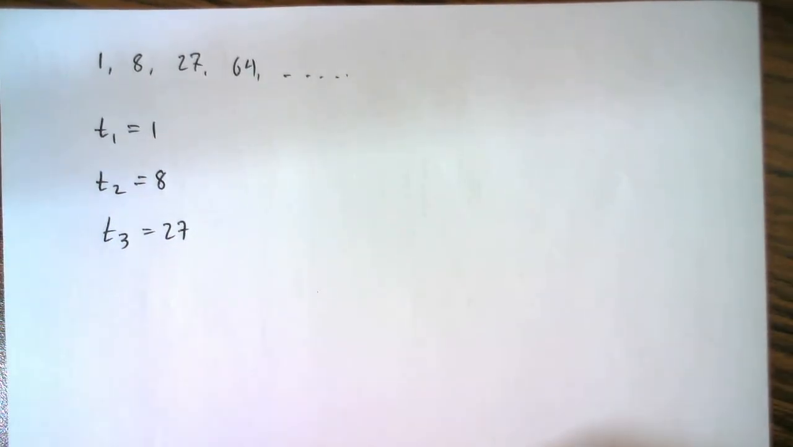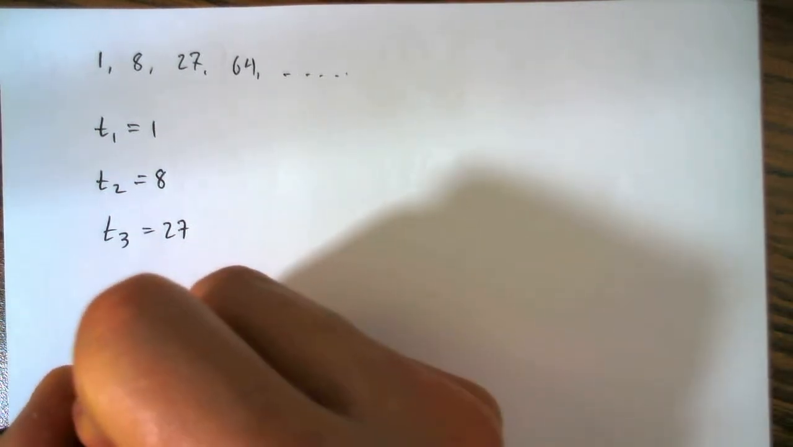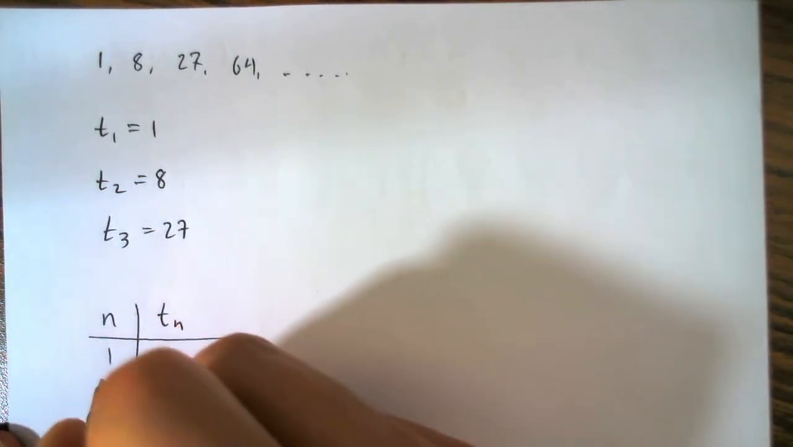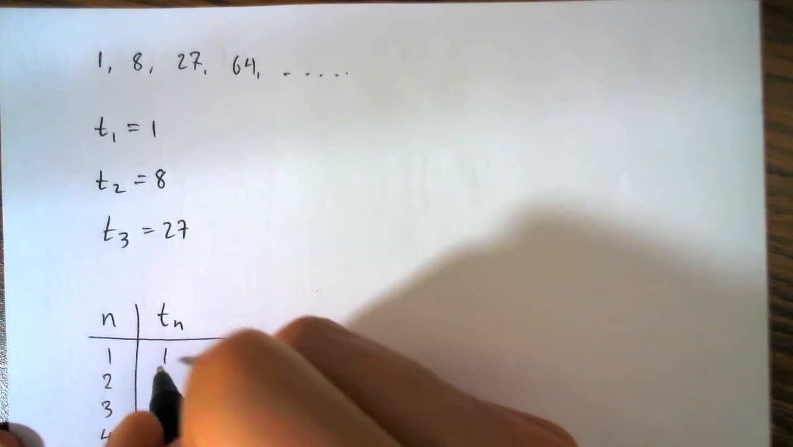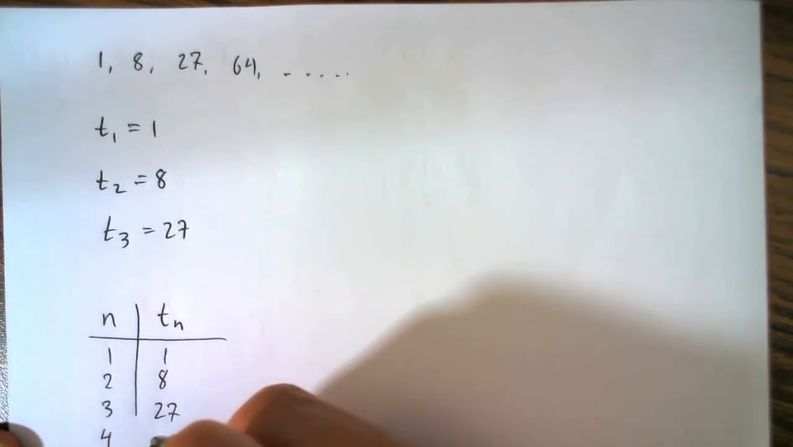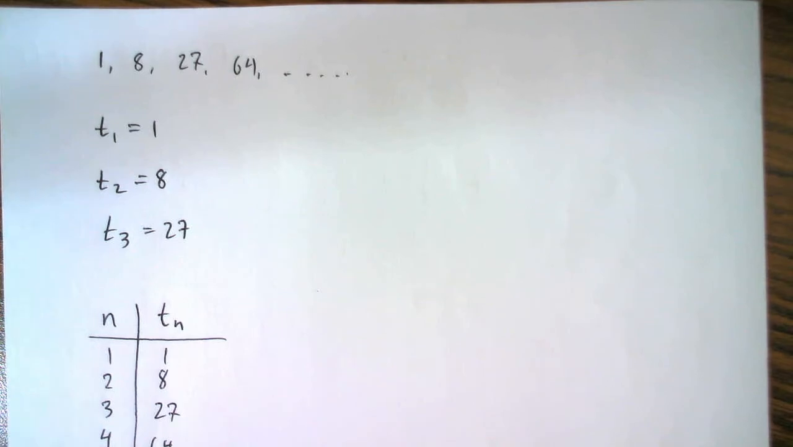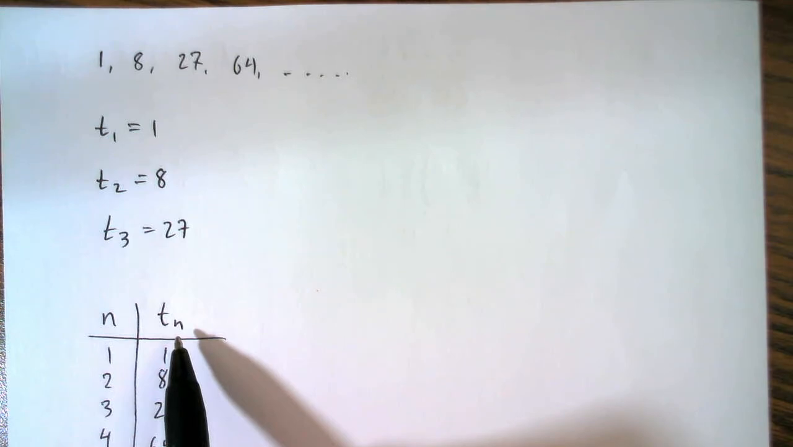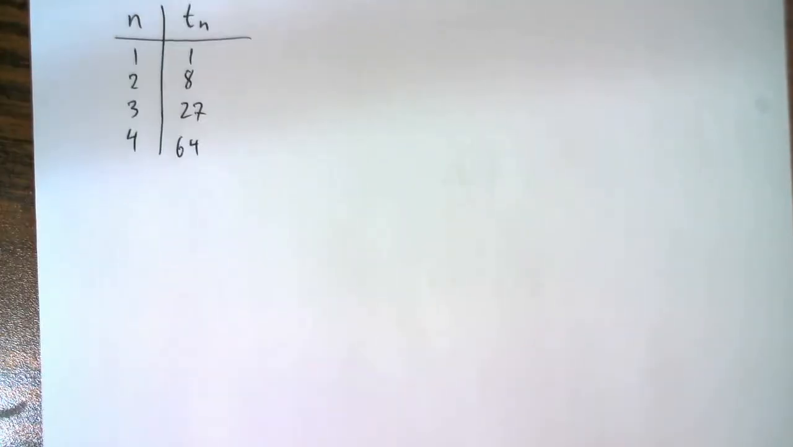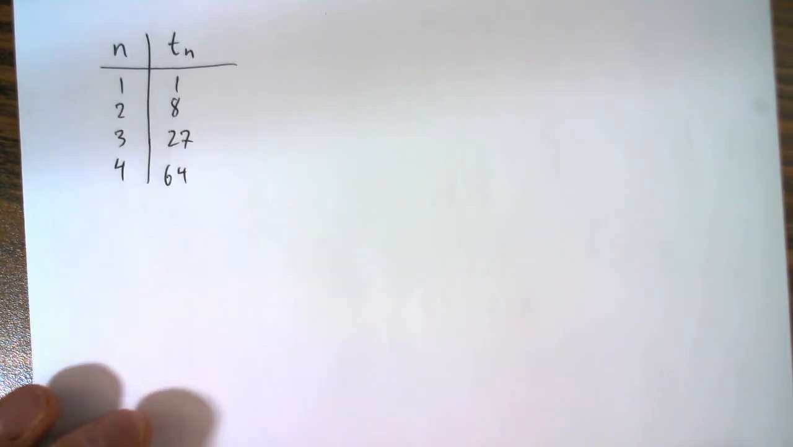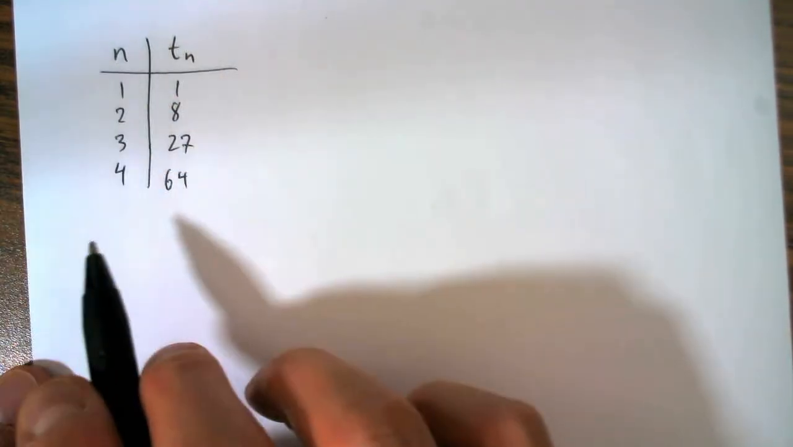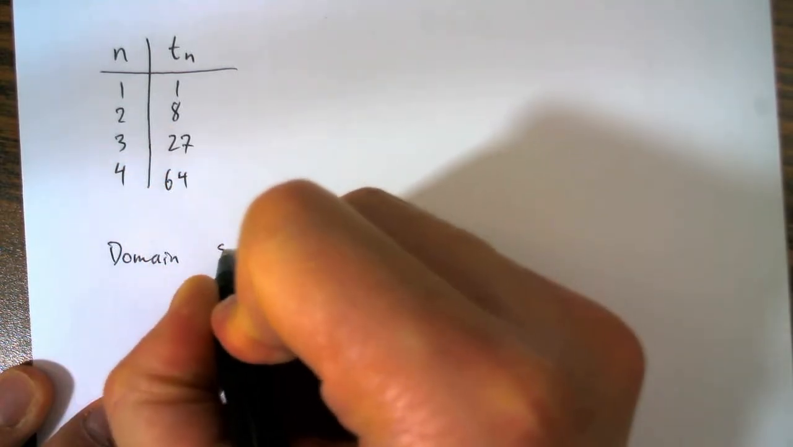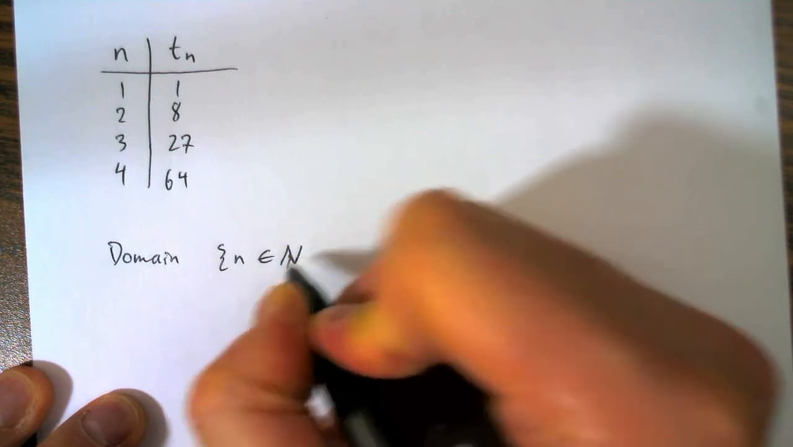We can also write this sequence in the form of a table, which looks like x and y values. And we do, in fact, have an independent variable and a dependent variable. We can talk about the domain of this if we think of it as a function. The domain is all the natural numbers.